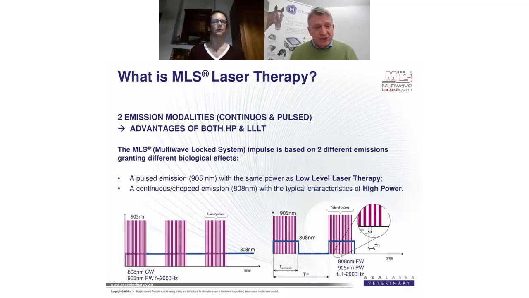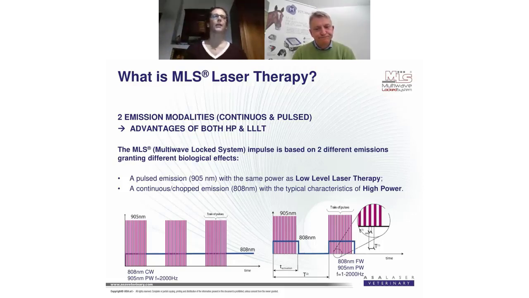Usually the indication is, but I will also ask Dr. Falconi for his impression, the indication is to use the frequency modality to approach most of the pathologies, especially in the acute situation, and to use the CPW in case you have a strong chronic situation or no response from the FPW. Right, yes. Dr. Falconi?